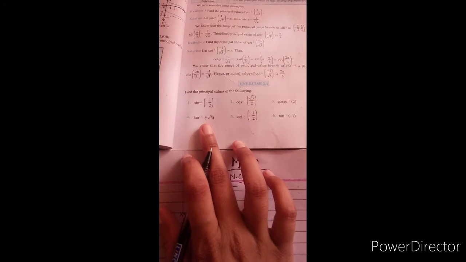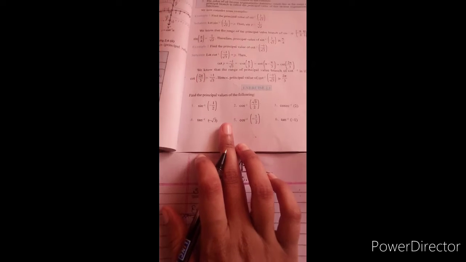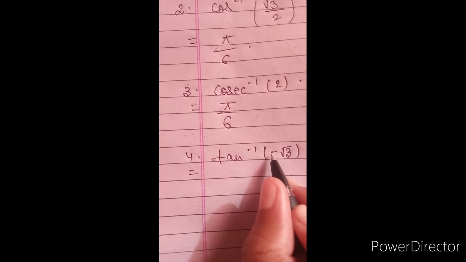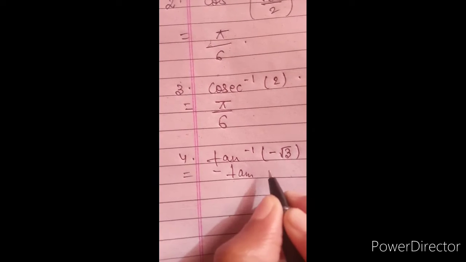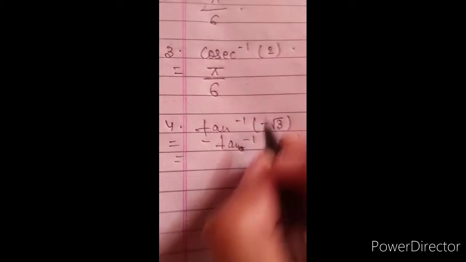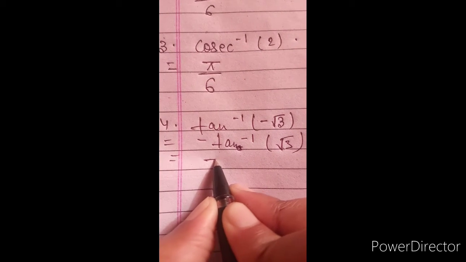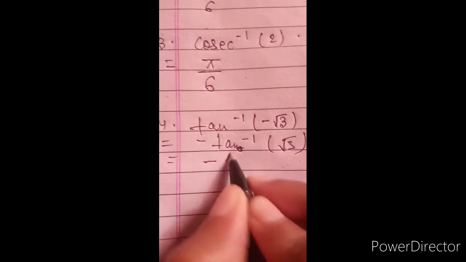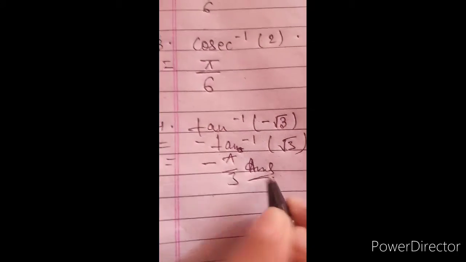Now question number 4 is tan inverse minus root 3. So let us solve this question. Let us take minus in front of it: minus tan inverse root 3. Then we know the value of tan inverse root 3 is pi by 3. So let us put here pi by 3, and here is the answer of this question, minus pi by 3.